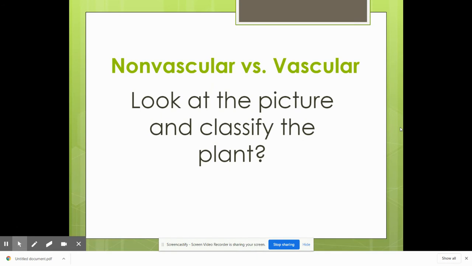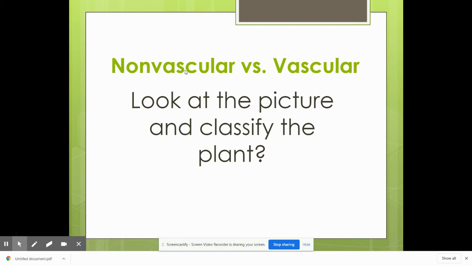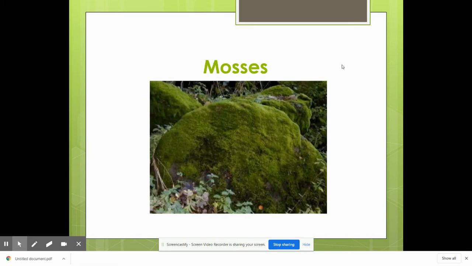So we're gonna play a little Edpuzzle game here. I'm gonna show you a picture. You're gonna guess if it's non-vascular or vascular, and then you'll see the answer after you answer. So remember, non-vascular is not going to have that straw-like structure where water would be traveling from root to leaves. Vascular, they're gonna have those veins in them.